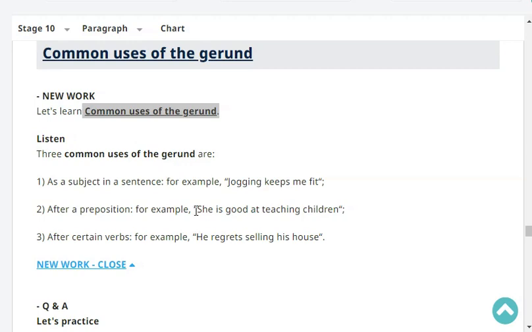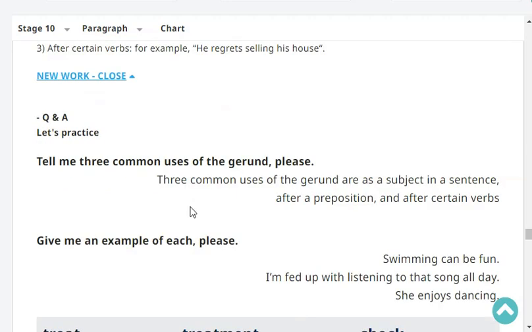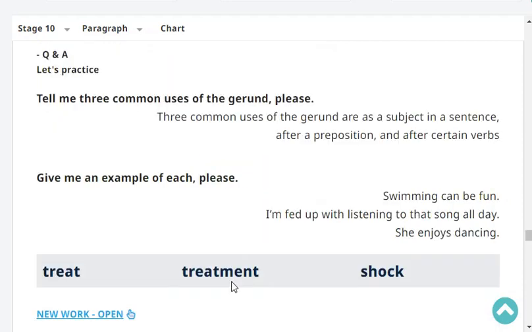Okay. Let's practice. Tell me three common uses of the gerund, please. Three common uses of the gerund are as a subject in a sentence, after a preposition, and after certain verbs. Give me an example of each, please.